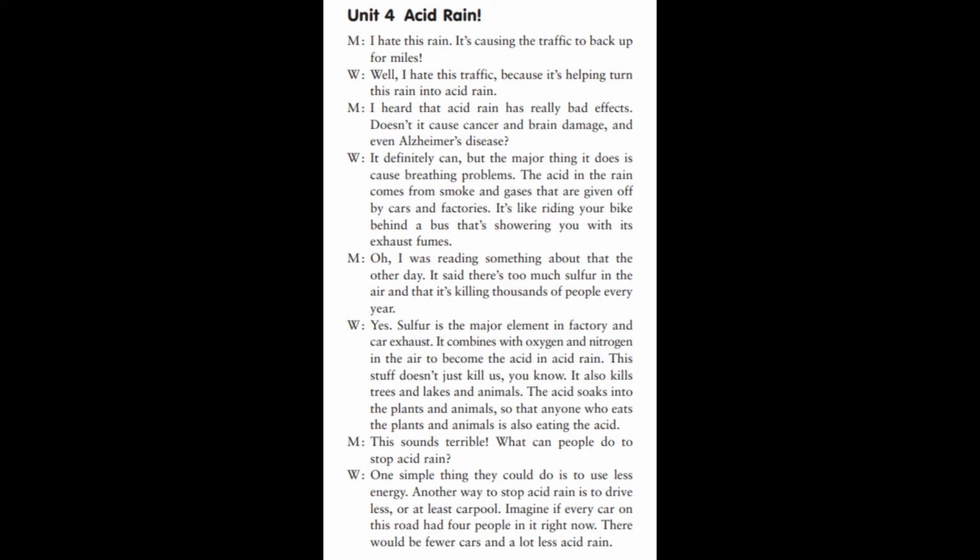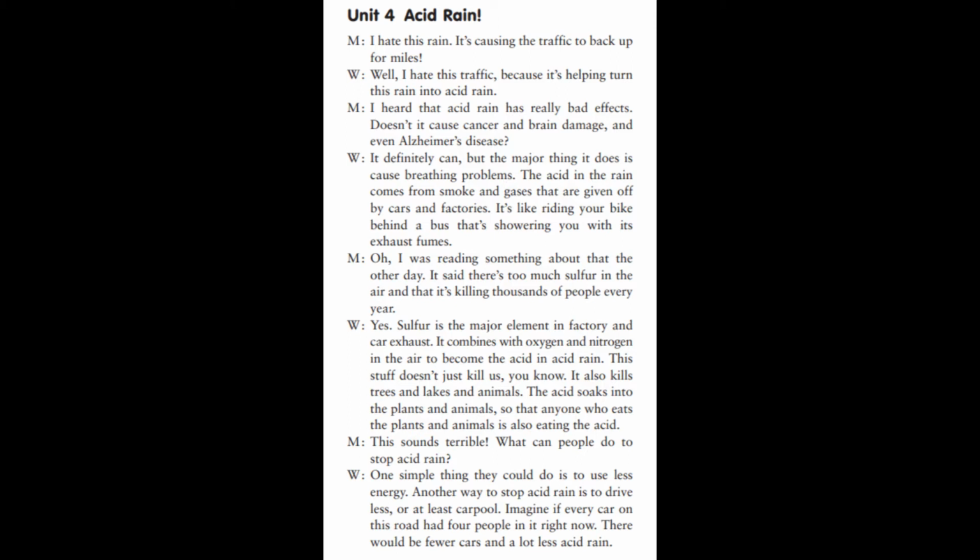The acid in the rain comes from smoke and gases that are given off by cars and factories. It's like riding your bike behind a bus that's showering you with its exhaust fumes. Oh, I was reading something about that the other day. It said there's too much sulfur in the air and that it's killing thousands of people every year. Yes, sulfur is the major element in factory and car exhaust. It combines with oxygen and nitrogen in the air to become the acid in acid rain.